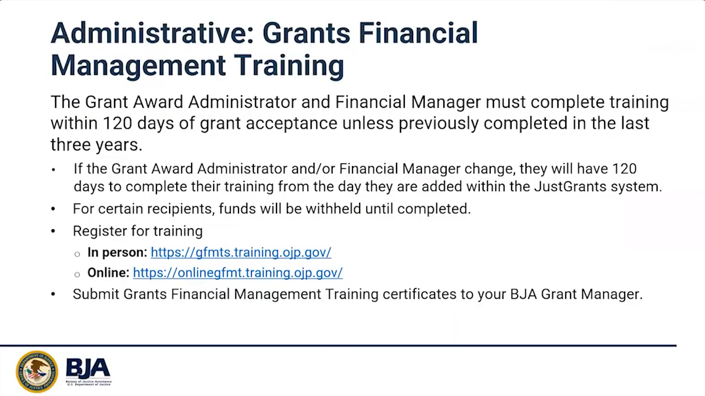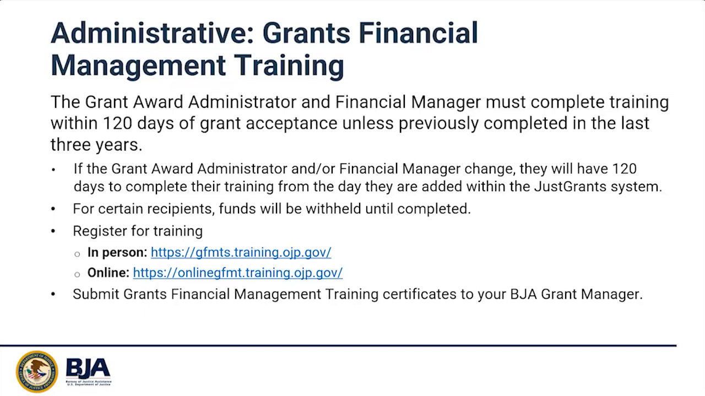The grant's financial management training is required to be completed by your designated grant award administrator and financial manager within 120 days of the grant acceptance, unless previously completed in the last 3 years. If the grant award administrator and/or financial manager change, they will have 120 days to complete their training from the day that they are added within the JustGrants system. For certain recipients, funds will be withheld until completed.